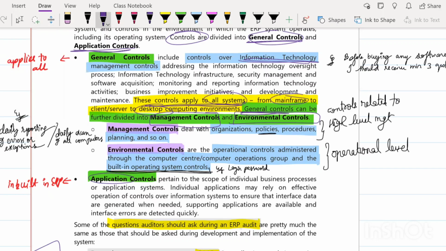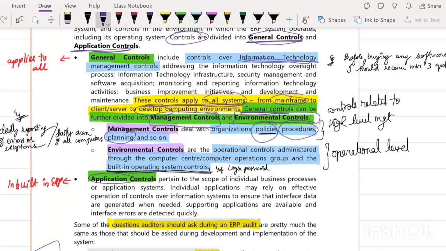Under general controls, again, there are two bifurcations. One is management control and the other one is environmental control. Management controls are those controls given by the management. These controls are in the form of policies in the company or procedures in the company or the planning that they do in the company.